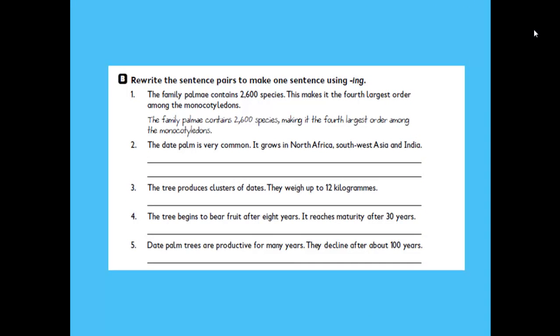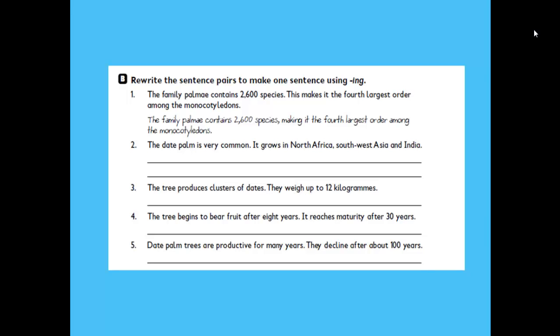Now let's move to practice number B. Practice number B says rewrite the sentence pairs to make one sentence using ing. Here we have to merge the two sentences and make them just one sentence. Number 1. The family Palmae contains 2,600 species. This makes it the 4th largest order among the monocotyledons.